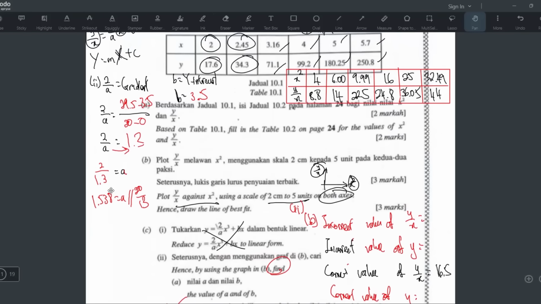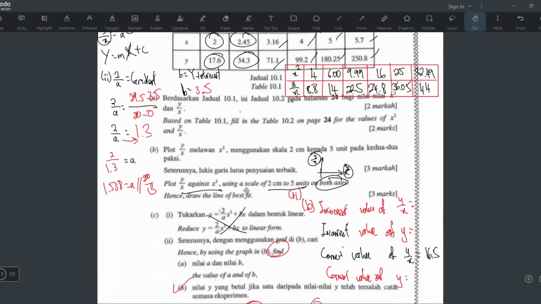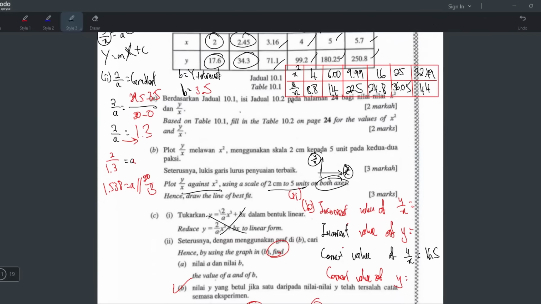This one is 16.5. Then what about the incorrect value? Okay, the incorrect value you can refer to the table. Because it is the third point, right? The third point. So let's count it. 1, 2, 3. So this is the one. 22.5. But this one is y over x. And then for the y you refer to the table here. So it's 71.1. Okay? Yeah. And the 71.1 actually comes from 22.5 multiplied by the x, which is 9.99. Sorry, multiplied by x is 3.16. 9.99 is the x square, sorry. Yeah, so yeah, like that.